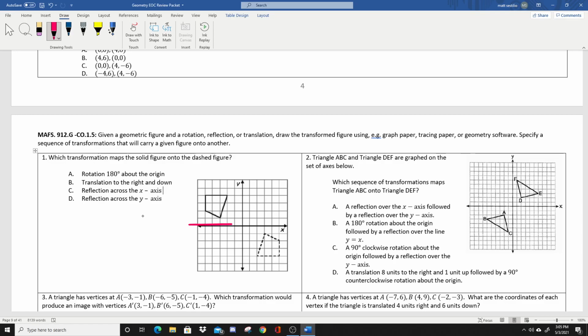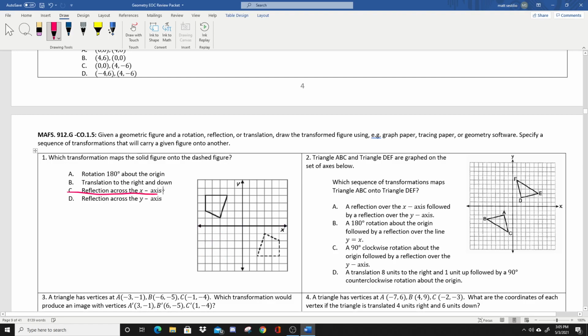So for part C, if I reflected this across the x-axis, it would look, so like take this point, 1, 2, 3, 4, 1, 2, 3, 4. So that one would be here. This other one would be here. Looks like this one would be like this. This other one would be like this. So our image would end up somewhere over here. So that would not be C.